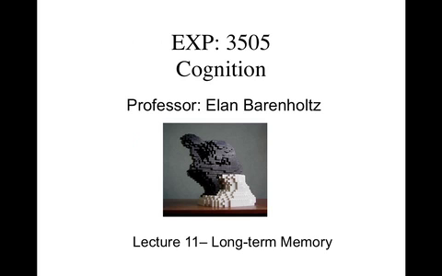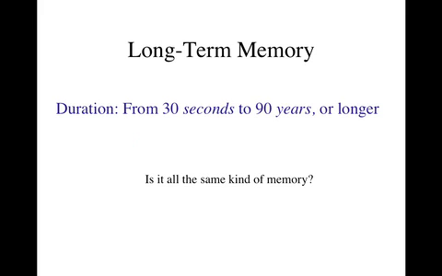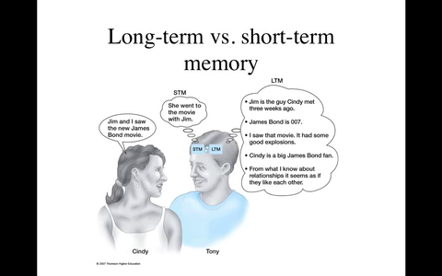Okay, we move on to the next topic, long-term memory, and this corresponds to Chapter 6 in the textbook. So long-term memory is anything from 30 seconds up to 90 years. As we said, short-term memory lasts up to 15 seconds. Maximum is potentially 30 seconds. Anything beyond that would technically be considered long-term memory.